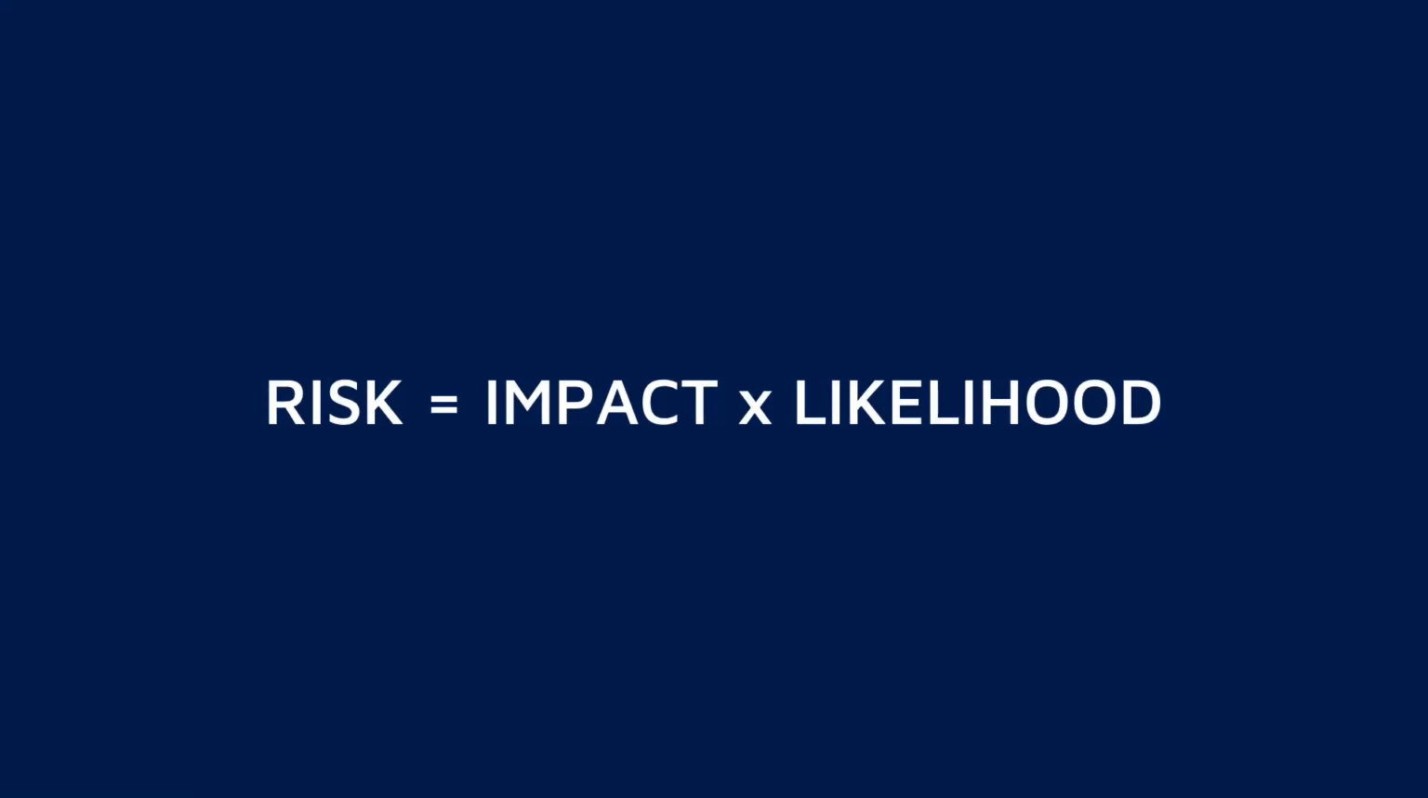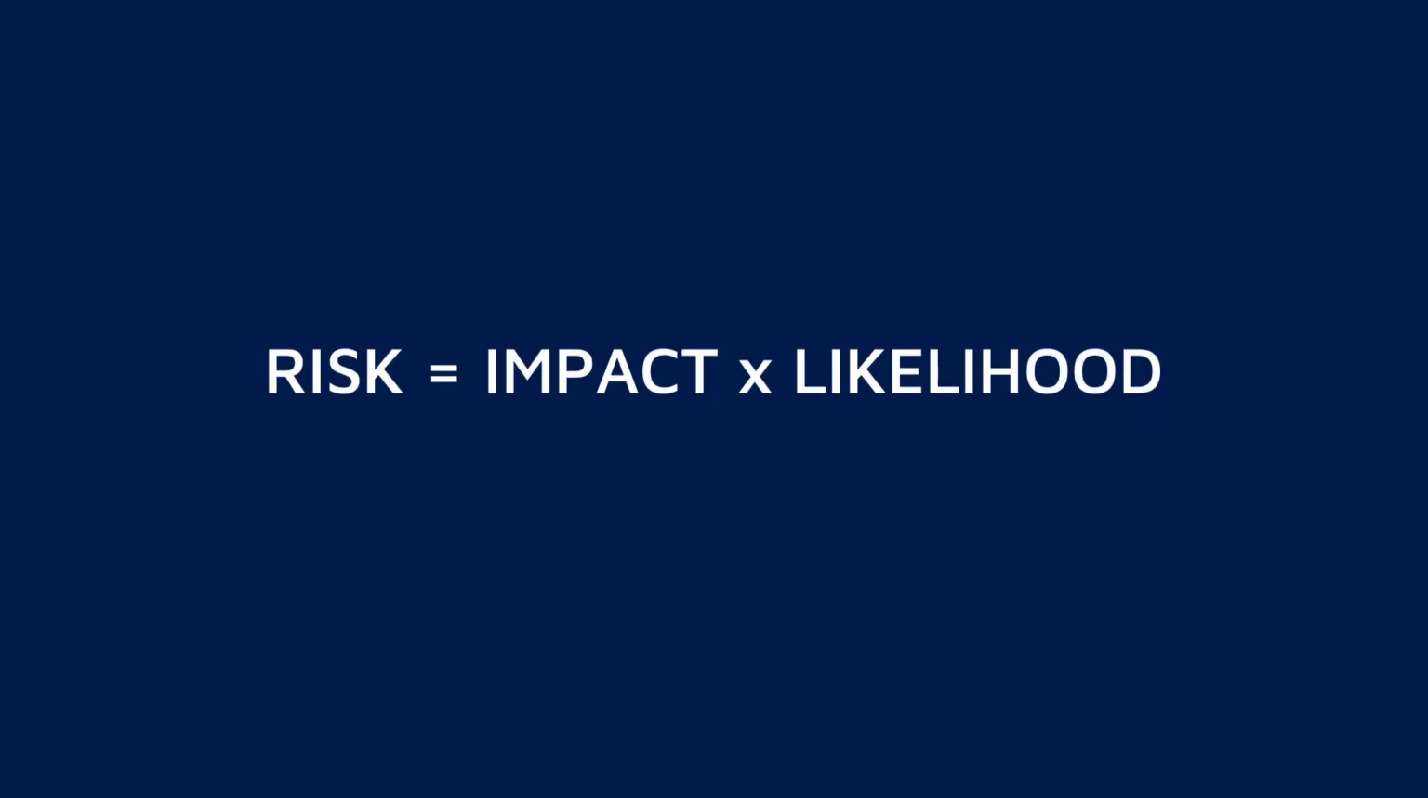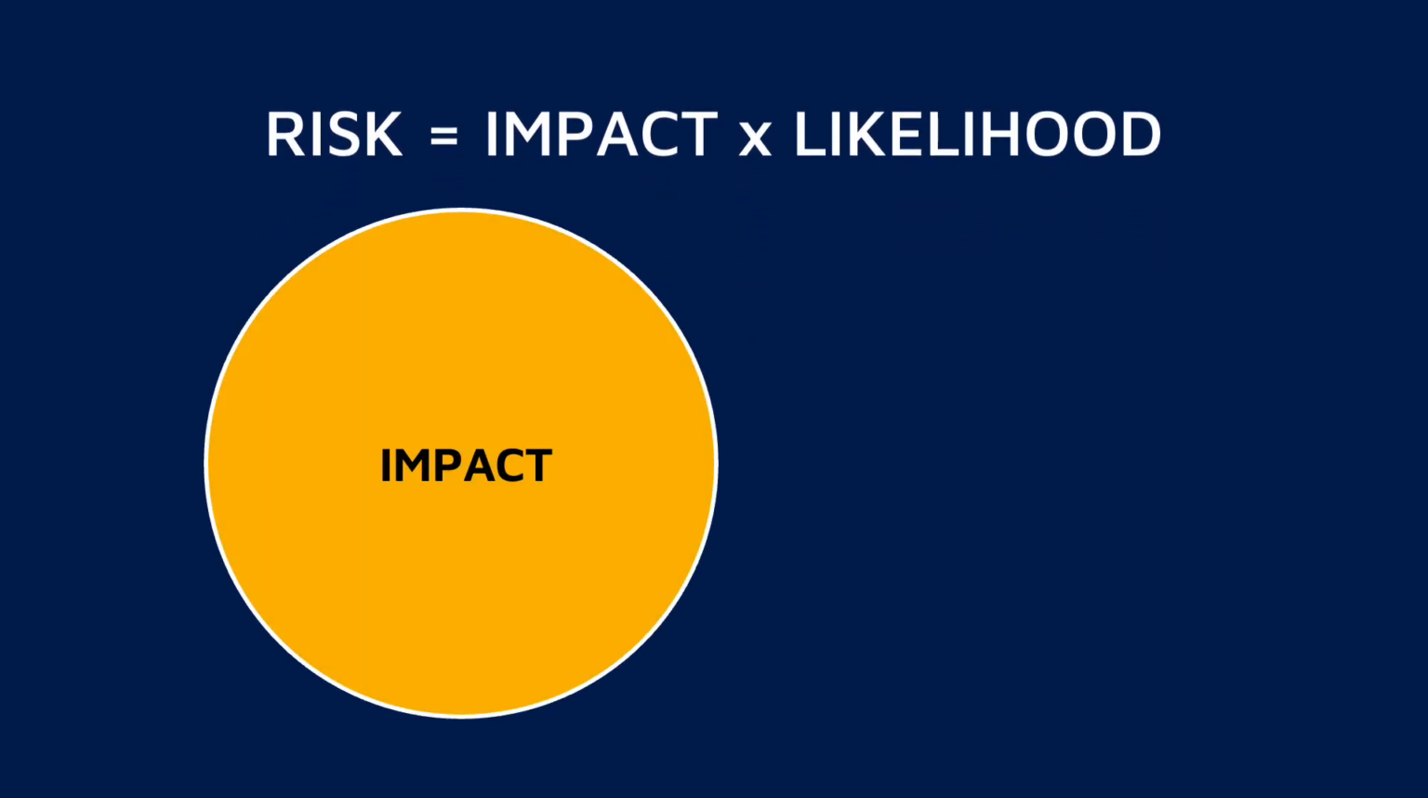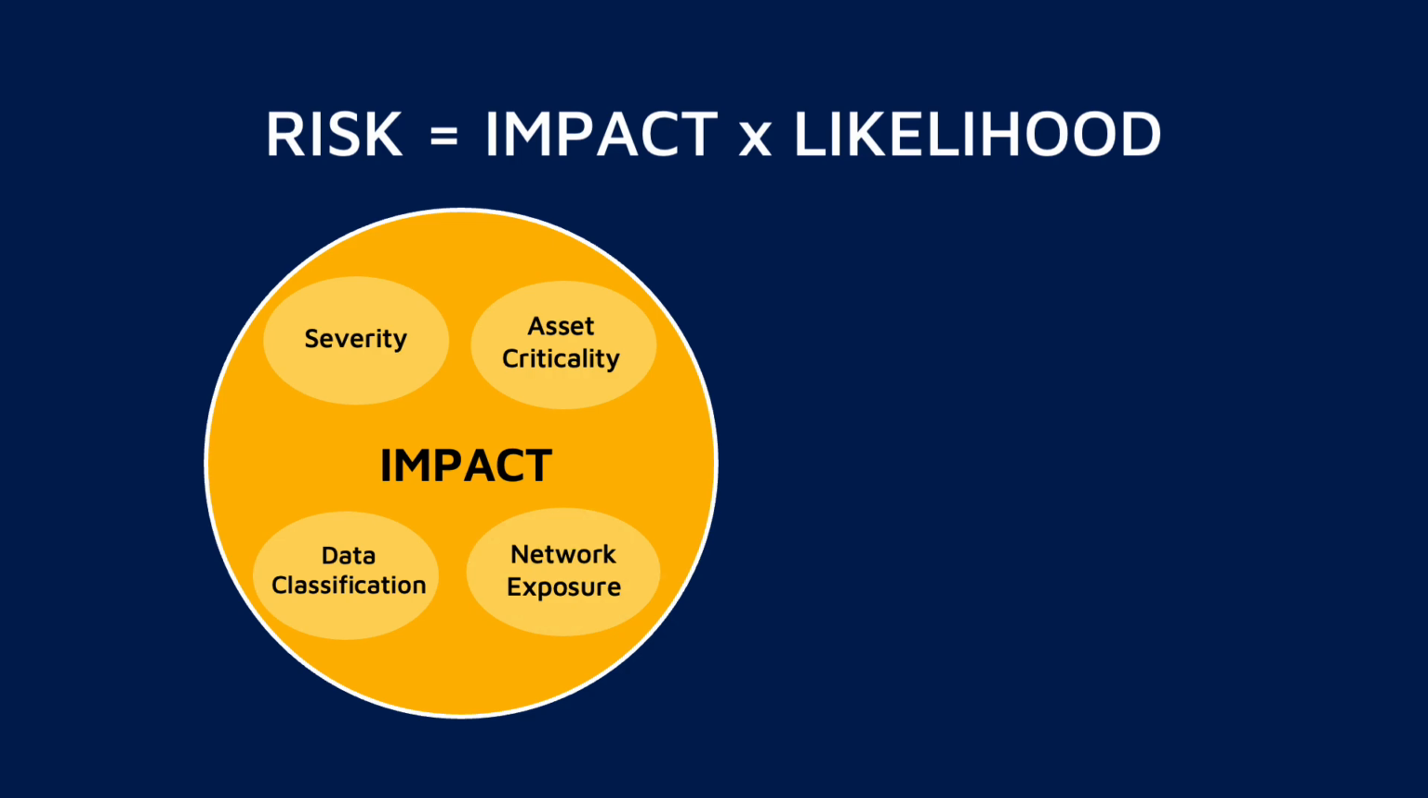A foundational formula is risk equals impact times likelihood. As we mentioned before, CVSS scores only consider severity. That's only one aspect of the overall impact. You also need to consider asset criticality. How important is this application to the organization? Is this critical for business operations or something less sensitive? Data classification: does this app process personal information or IP? Network exposure: is this internet-facing production code or something used internally or for testing?